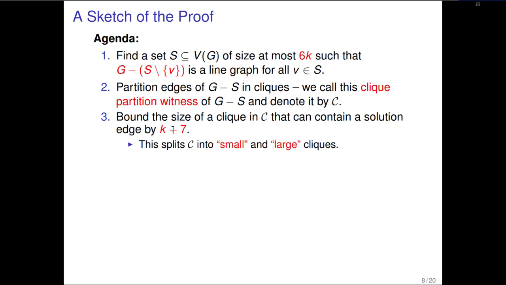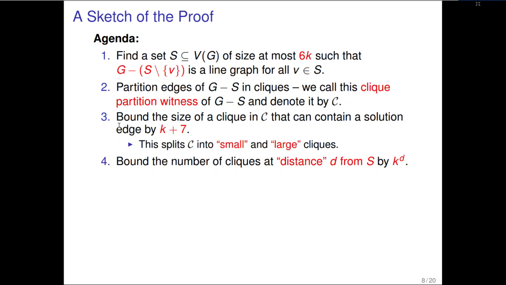Based on this distinction between small and large cliques, we define a notion of distance from S, the deletion set, which will not really be a distance in a graph, but a distance only through small cliques. Because it is a distance only through small cliques, we are able to bound the number of cliques at a given distance d by O of k to the d. Note that every clique, also the large cliques, will be assigned some distance. Only how we compute the distance depends only on the small cliques.